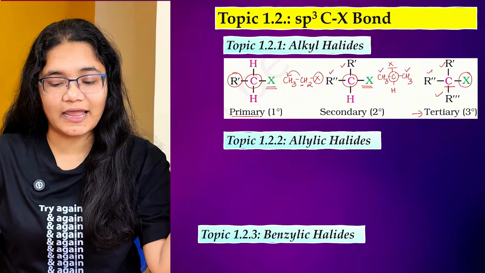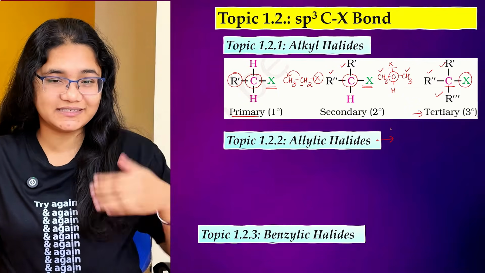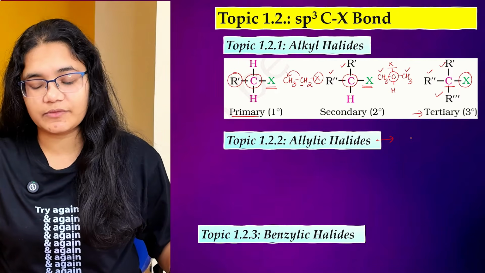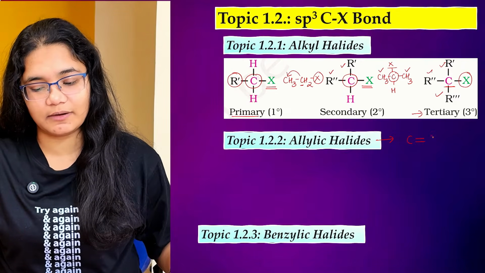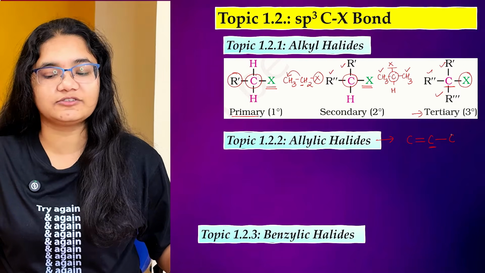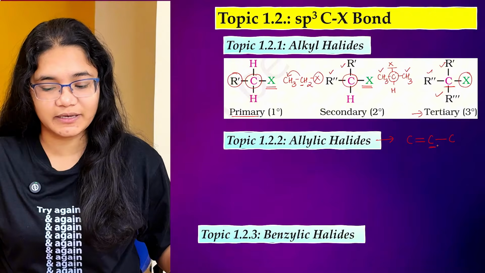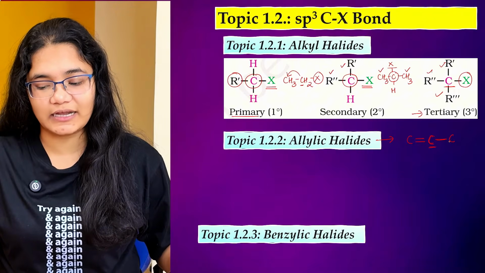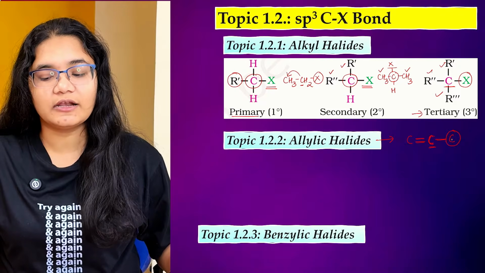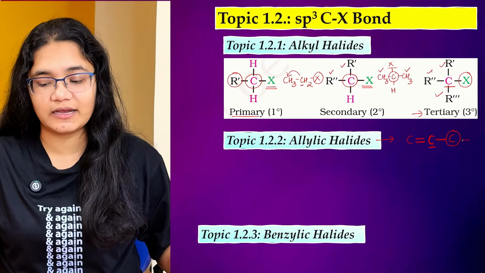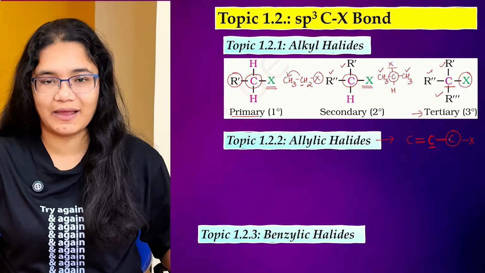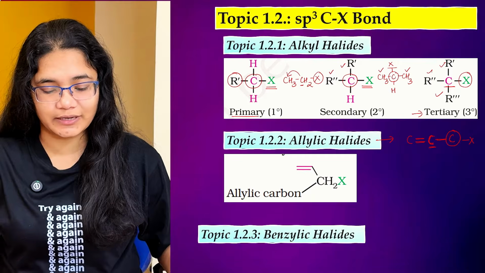Next we'll talk about allylic halides. Now understand, this seems a little bit complicated, but if you understand it, it is very simple. Allylic means, suppose there is a double bonded carbon. Now the next carbon attached to this double bonded carbon is called the allylic carbon. Okay, please be clear here. This carbon which is attached to a double bonded carbon is called the allylic carbon, and if this carbon contains X, then we call it an allylic haloalkane or allylic halide.